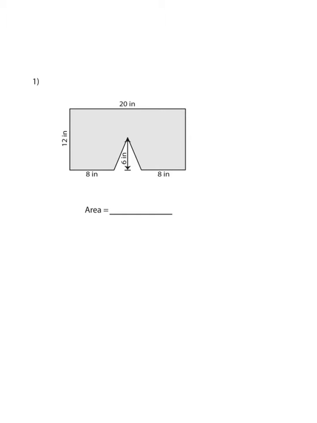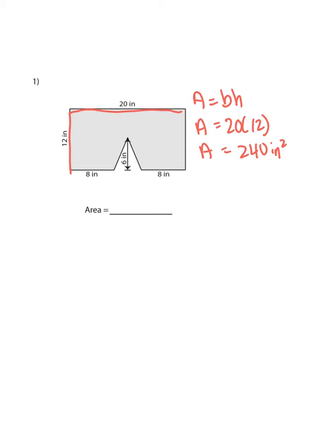So pretending there's nothing taken off, the rectangle would have a base of 20 and a height of 12. So area equals base times height would be area equals 20 times 12, which would be 240 square inches. But it's not the entire rectangle because what do you notice? There is a triangle cut out of it. Okay, so I need to subtract that. So I need to find the area of the triangle.